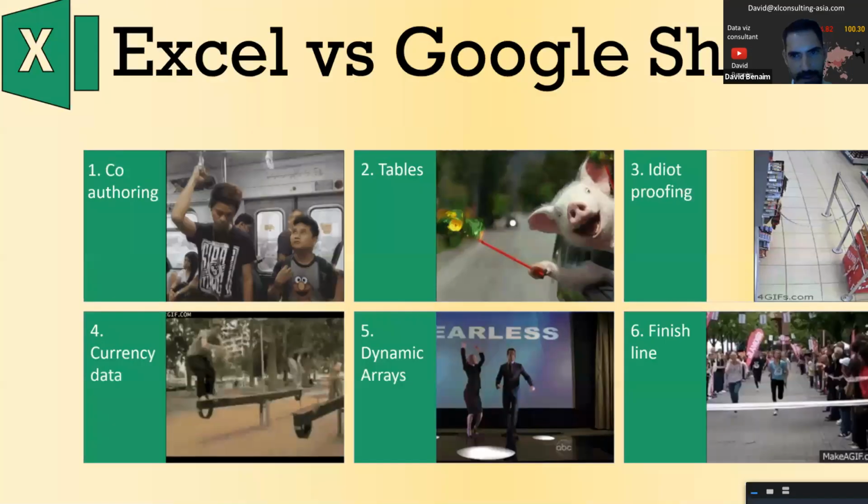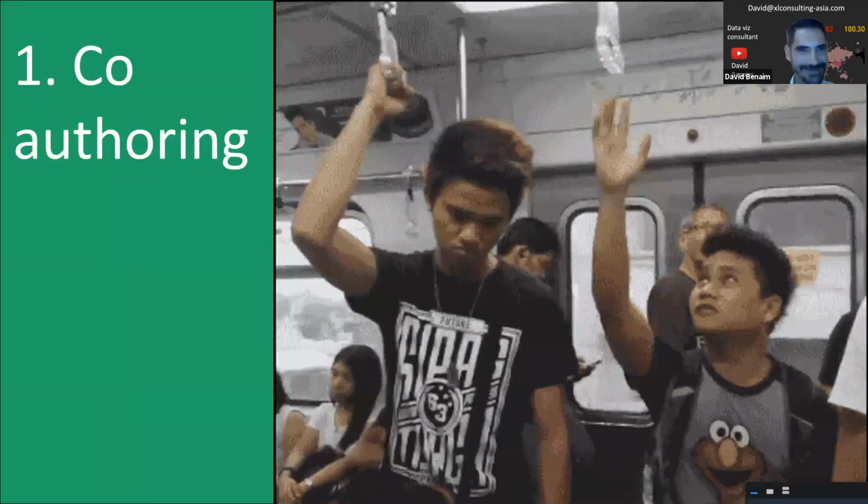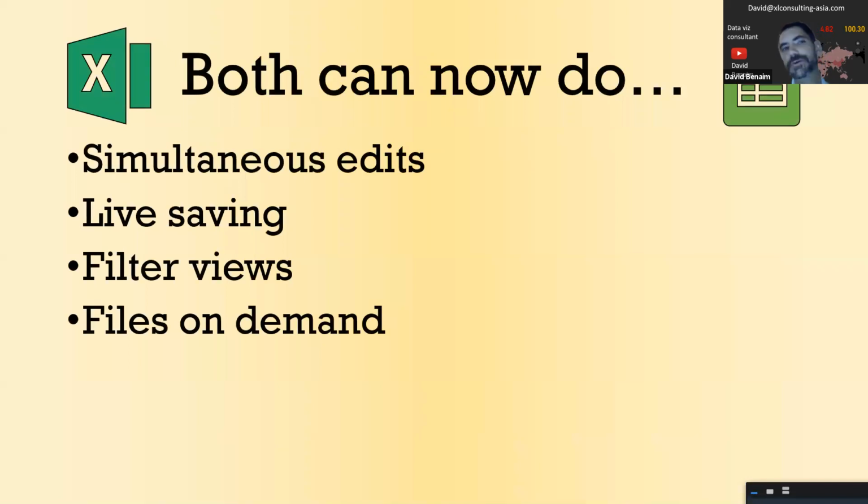So let's look at co-authoring. Some people aren't aware of this, but Excel can, as well as Google, now support simultaneous editing by different authors. It also supports your ability to save a sheet live. Something called filter views. This was the one that was released yesterday. And if you're sharing to OneDrive or SharePoint, which you need to get these working, then you can access things with files on demand. So these are kind of equivalent in both Google and Excel.